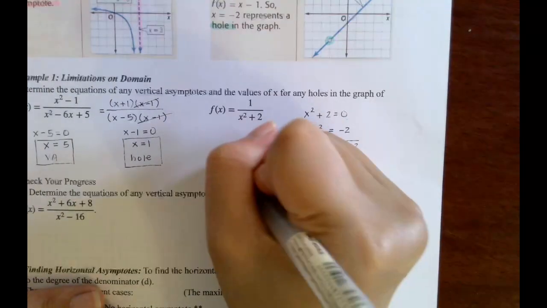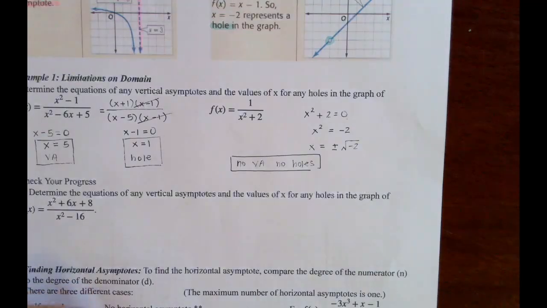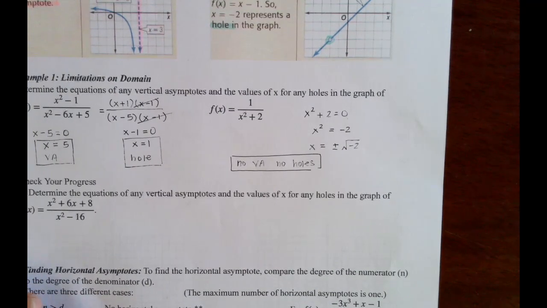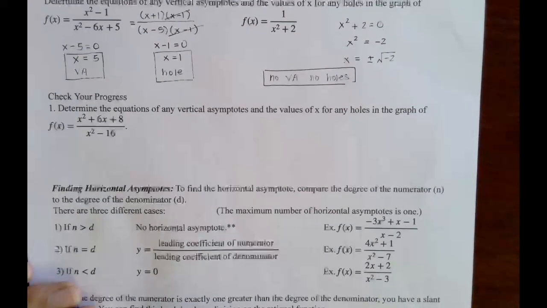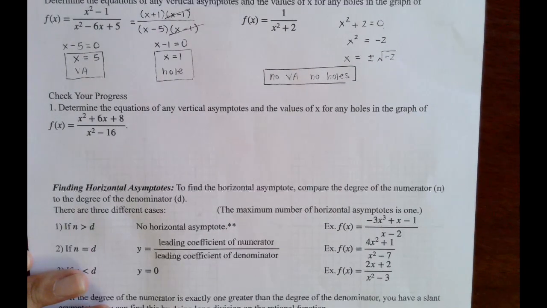So no vertical asymptotes and no holes for that one. Okay. So why don't you try this next problem and then come check your answer when you're done.